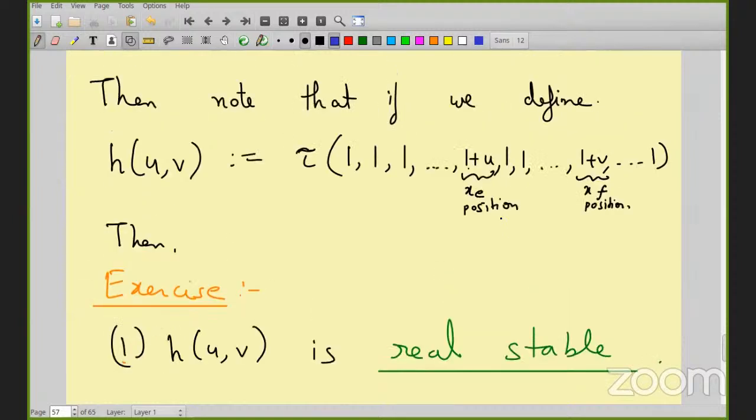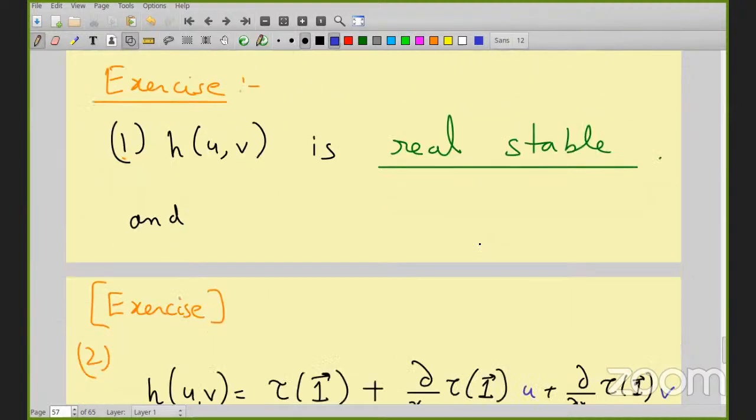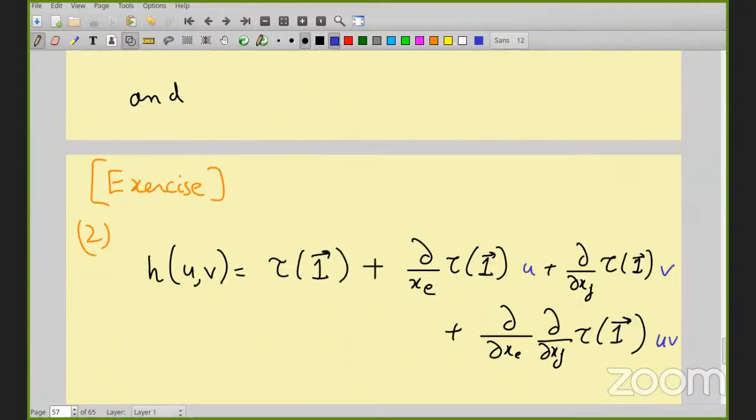And translation, as long as it does not affect the imaginary part. Yeah, exactly. So real translations preserve it. So that is also so HU is real stable because tau is real stable. Okay. And now here is one more thing, and this again is an exercise which is easy to see.